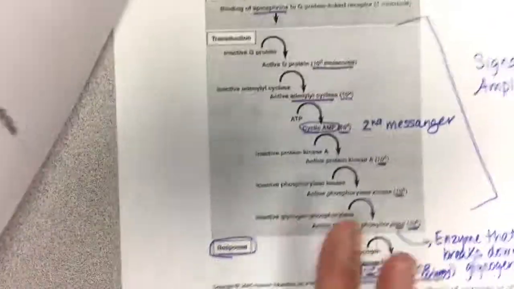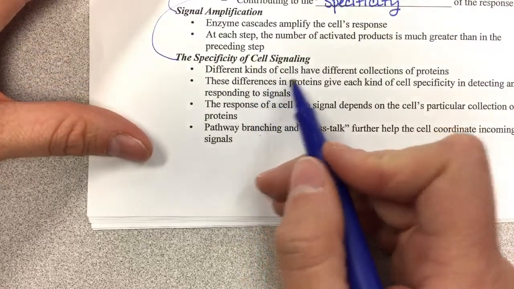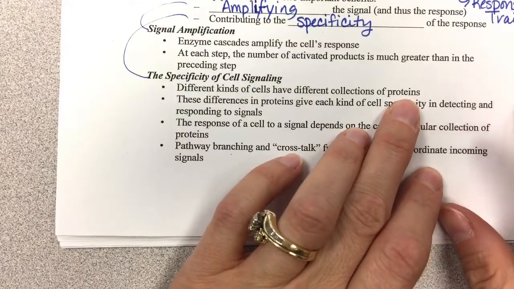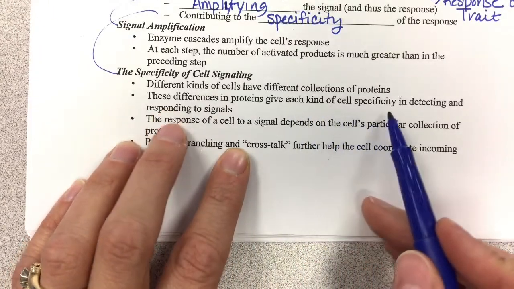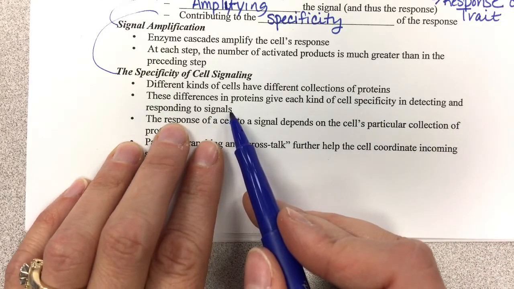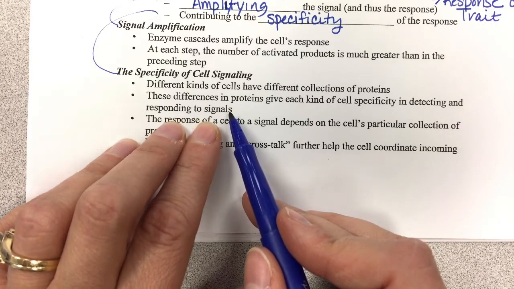And so that is this figure right here that we talked about in the previous video, and the specificity of the signaling. Different kinds of cells have different collections of proteins, so not every cell is the same. These differences in proteins give each kind of cell specificity in detecting and responding to signals. So therefore, not every cell responds to every signal.